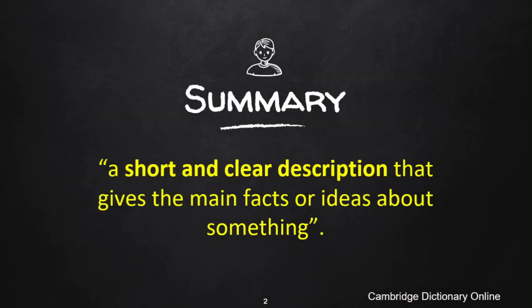Summary is defined as a short and clear description that gives the main facts or ideas about something. So when you summarize, you trim the text by just picking the important ideas about the subject matter being discussed. The question here is which are important and which are not. And that's the basic skill a writer needs to have when summarizing. He or she needs to know how to identify the important ideas and less important ideas in the text.